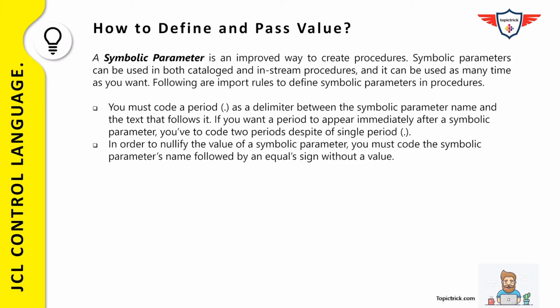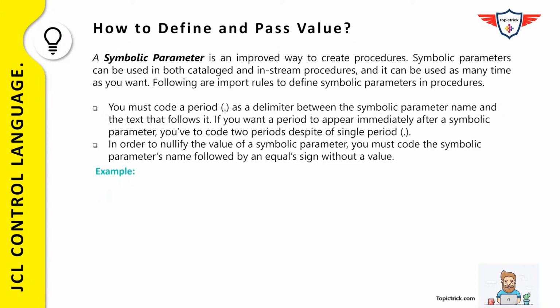Following are the important rules that you should always remember when you are defining symbolic parameters in a procedure. First and foremost, you must code a period as a delimiter between the symbolic parameter name and the text that follows it. If you want a period to appear immediately after a symbolic parameter, then you have to code two periods instead of a single period. Second, if you want to nullify the value of a symbolic parameter, then you can code the symbolic parameter followed by an equal sign, and after that you are not required to specify any value.